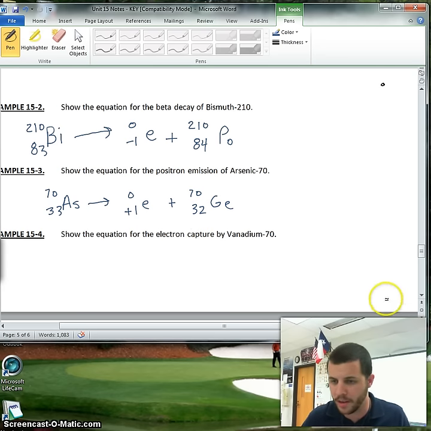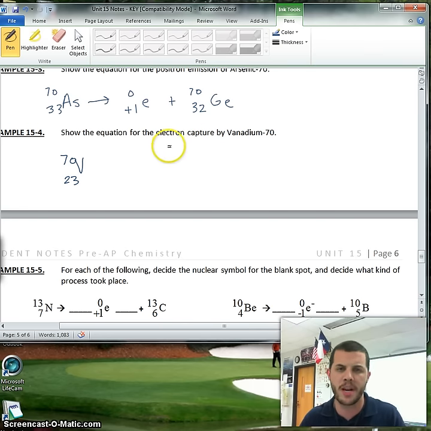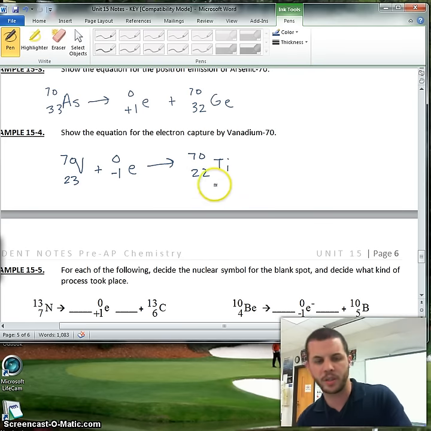So now, one last one. Let's go ahead and take a look at vanadium 70. So I've got vanadium 70. That's element number 23. Now this one's undergoing electron capture. Remember, electron capture is the only one which shows the particle on the reactant side. So this is going to capture this electron particle. And so when it does, now I'm going to do my basic math here. 70 plus 0 is 70. 23 plus negative 1 is 22. And the element associated with a number 22 is titanium. So that's how these problems are going to work.